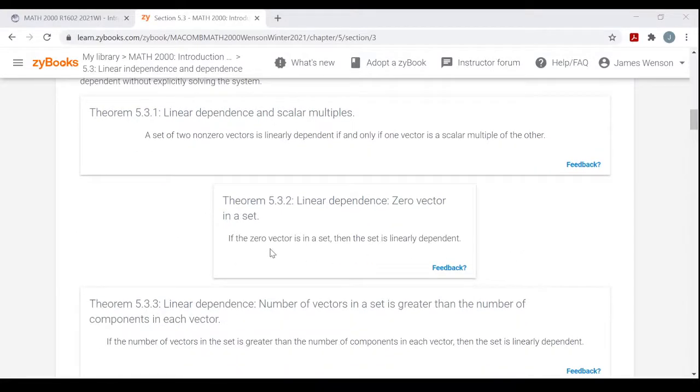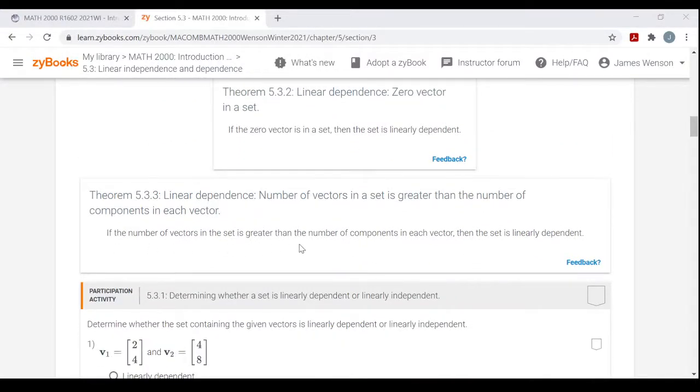Also, I'm hoping this is obvious as well. If the 0 vector is in a set, then that set is linearly dependent. Right? Because you could multiply the 0 vector by something other than 0, and you're still going to get the 0 vector, right? So there's definitely going to be more than just that trivial solution if you take a linear combination and set it equal to the 0 vector.